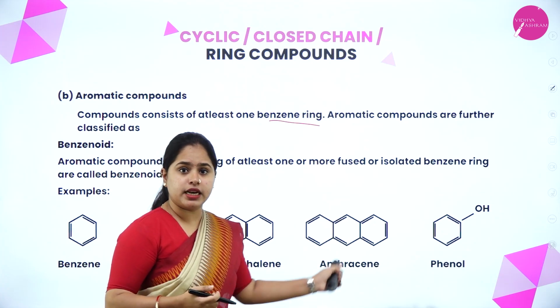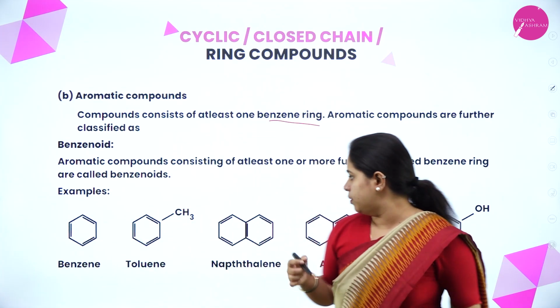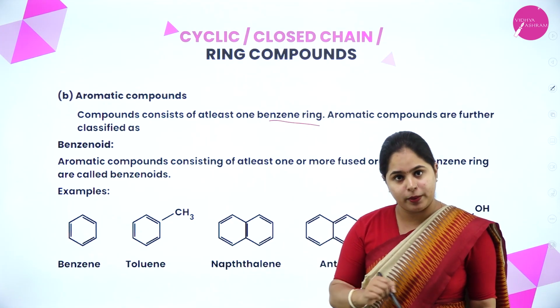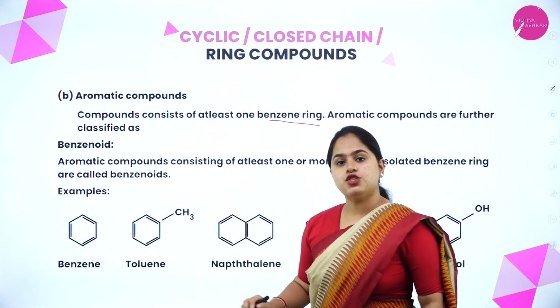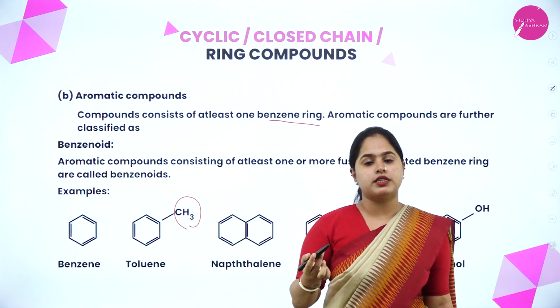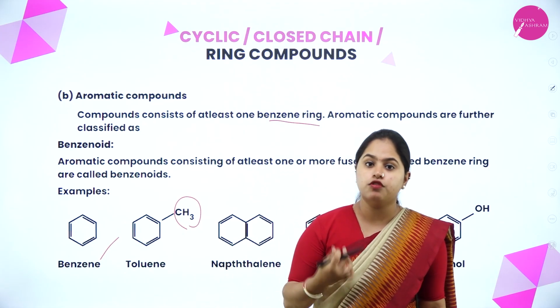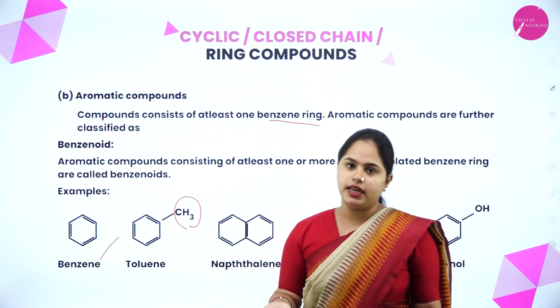Now anthracene, 3 benzene rings attached together, fused together. That is anthracene. Okay. Now this is naphthalene, 2 benzene rings together. Now next one is toluene. On a benzene ring, if there is a CH3 group, methyl group present, that is called toluene. Then your benzene, all these are examples of benzenoid compounds containing benzene rings.